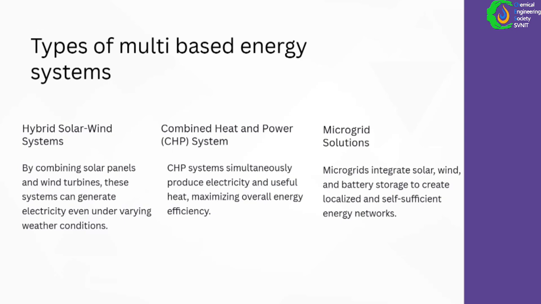Hybrid solar wind systems use solar panels and wind turbines, which can generate electricity under varying weather. Combined heat and power systems simultaneously produce electricity and useful heat, maximizing overall energy efficiency. Microgrid solutions integrate solar, wind, and battery storage to create localized and self-sufficient energy networks.